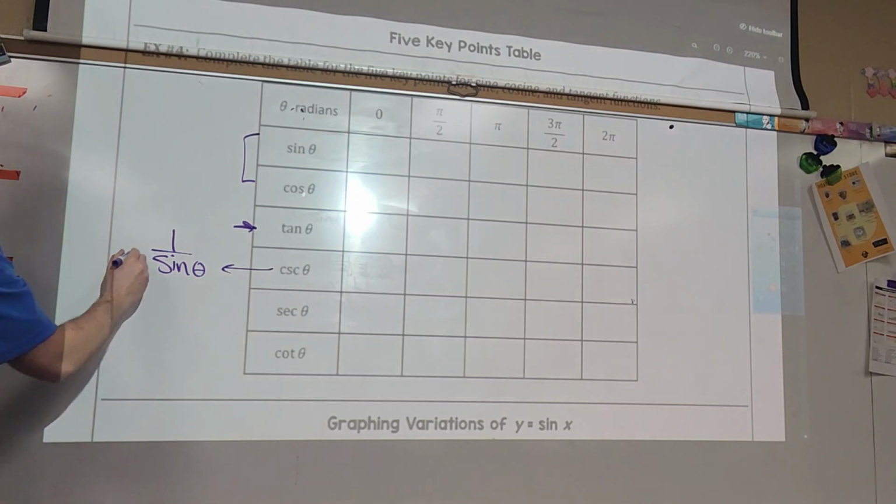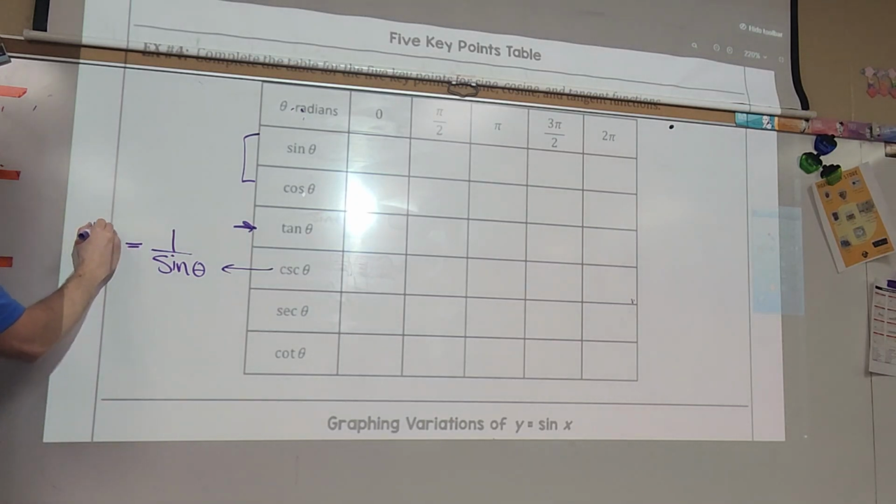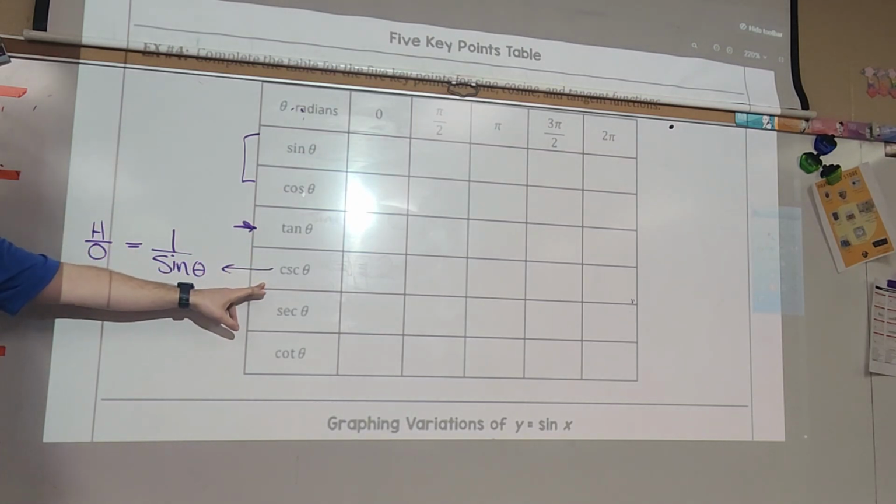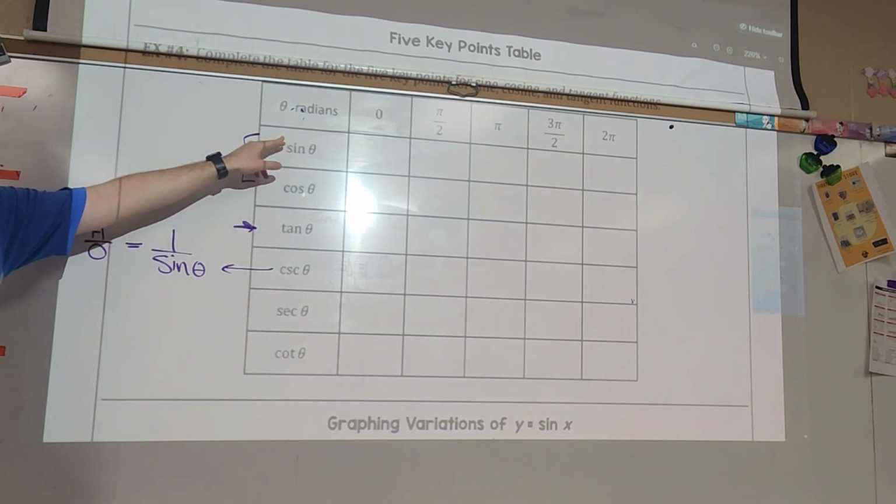So also think about it this way. It's 1 over sine, or h over o. It's what Santa loves to say, ho, ho, ho. But do you see what I'm saying? It's the reciprocal of sine. Cosecant's not on your calculator. If you see it, you do 1 divided by sine.